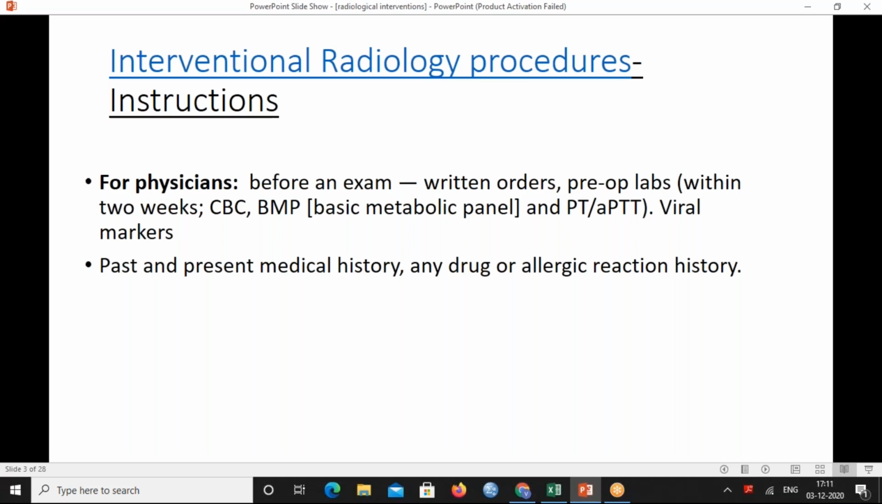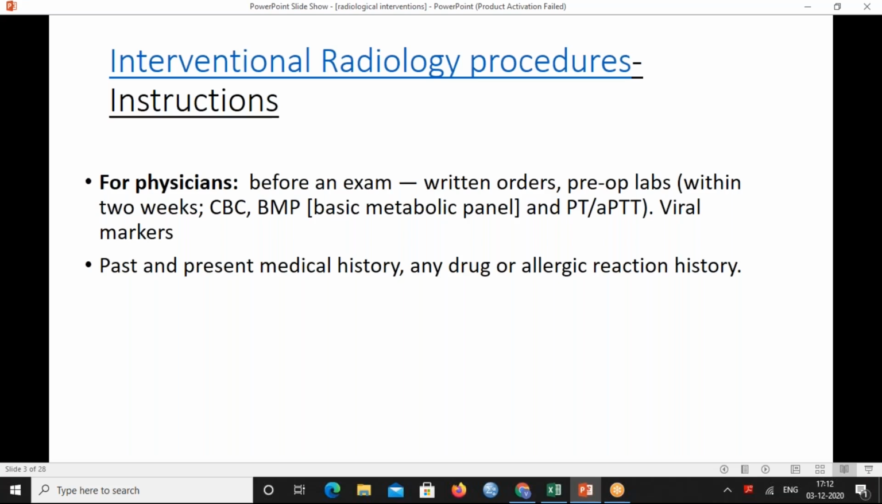Before an examination, there should be a clear-cut written order from the physician for what is the main indication for the IR procedure, for what the IR procedure is to be done. And for better planning of the IR procedure, specific clear-cut instructions should be given.